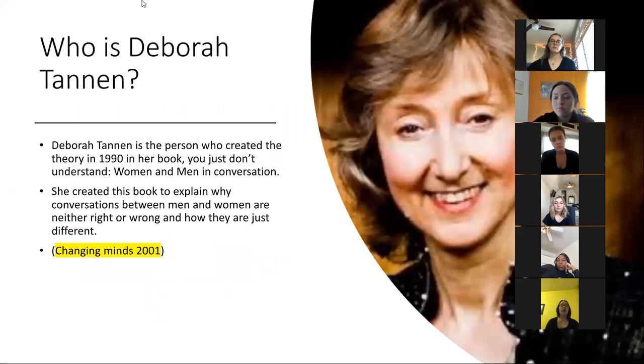Who created the Genderlect theory? According to Changing Minds, Deborah Tannen was born in 1945, and she is the one that created the term Genderlect theory in 1990 in her book, You Just Don't Understand: Women and Men in Conversation. Tannen's idea for writing this book is because she already wrote a book on conversational styles.